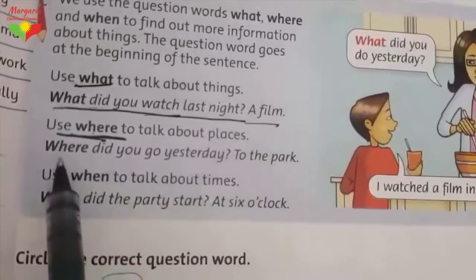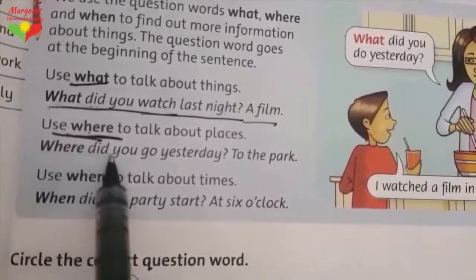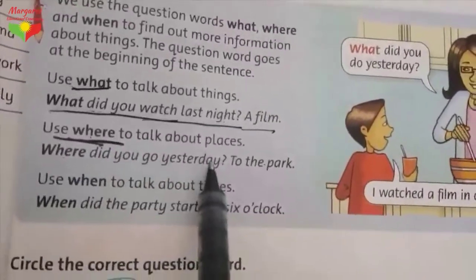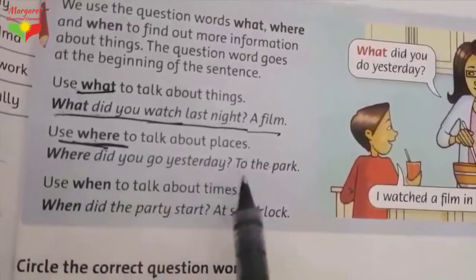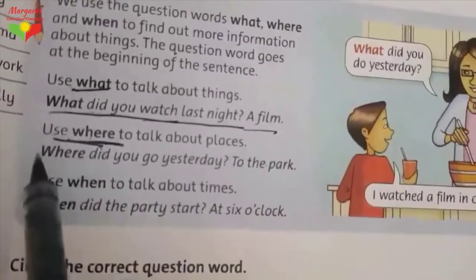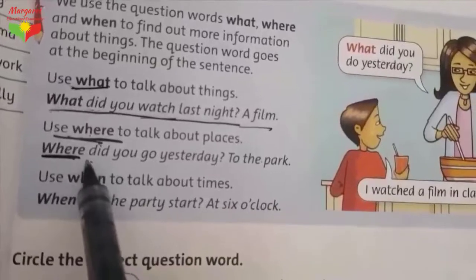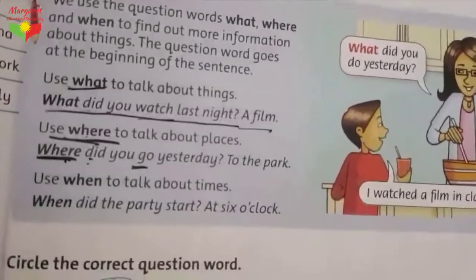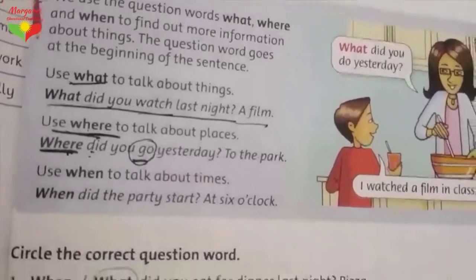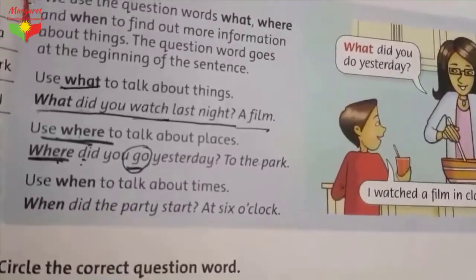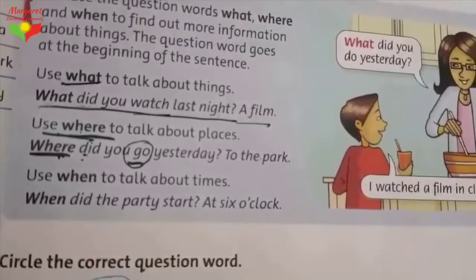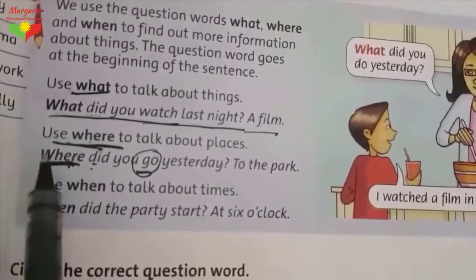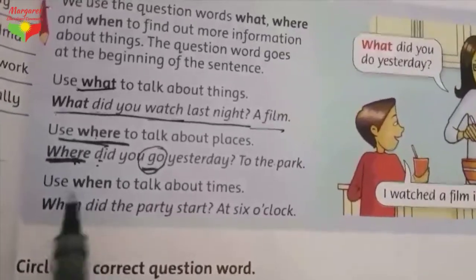How? In this way. Where did you go yesterday? To the park. So where is used to ask about places, and it comes at the beginning, before the auxiliary verb did. And the verb should be in the base form.